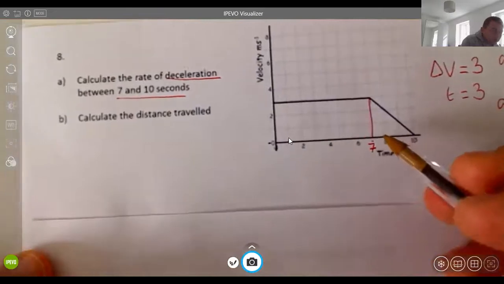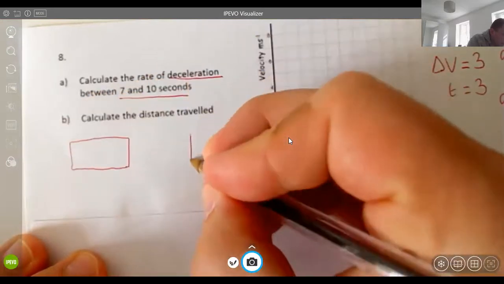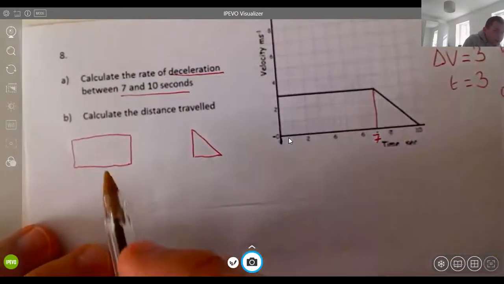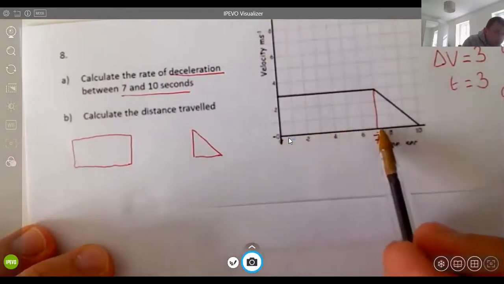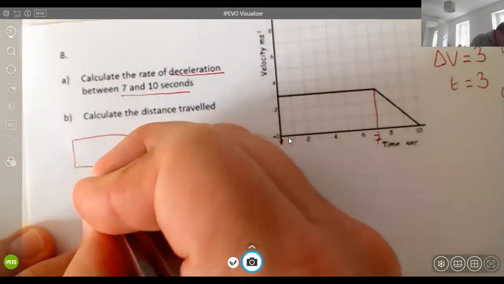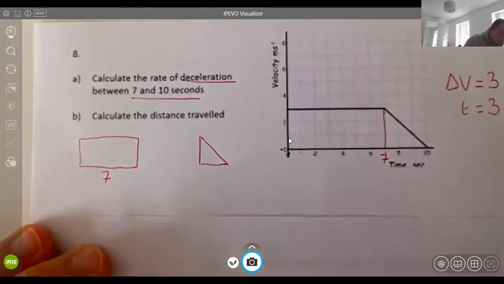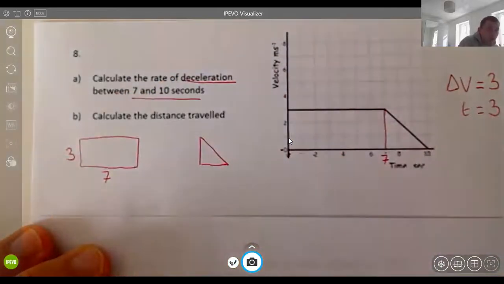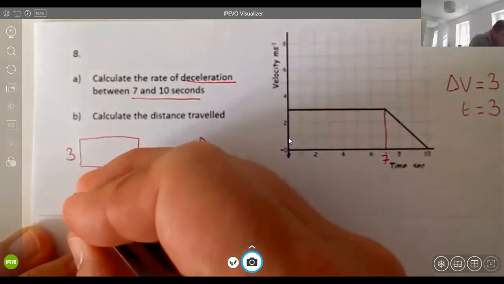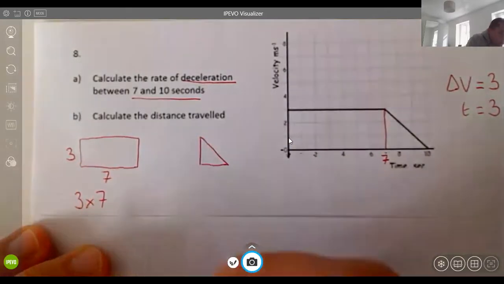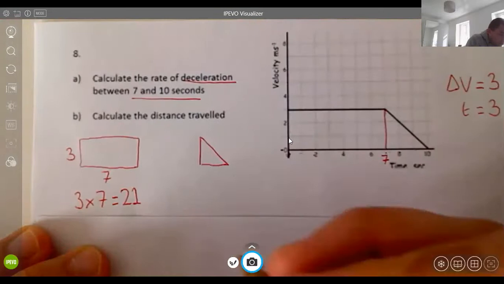So what I'm going to do is draw out my two shapes over here. Do this with me. So you've got your rectangle and you've got your triangle. We'll do one at a time. So the rectangle, we can see along the bottom, it is 1, 2, 3, 4, 5, 6, 7 seconds long. So I'm going to put here, it's 7 seconds long. And it's also 1, 2, 3 high. So therefore, we're going to put a 3 there. Now the area of a rectangle, hopefully you know from maths, is base times height. So 3 times 7. So the area of that rectangle is 21. And because it's distance, that's meters.